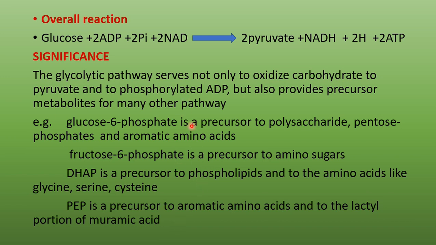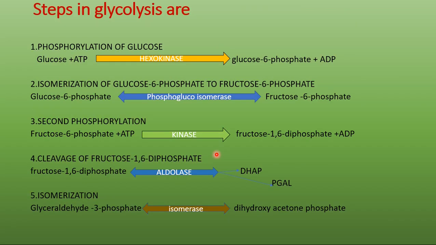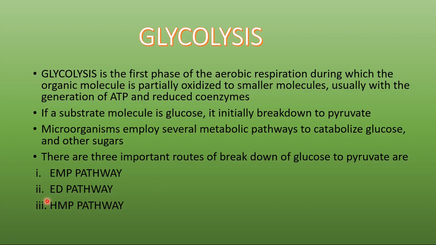So whatever metabolites are present in glycolysis are all going to have some importance in different pathways or in different syntheses. So these are all the significances of our glycolytic pathway. So this is how we finish the first type of breakdown of the glucose molecule, that is the EMP pathway. Then we will move to the second type, the ED pathway, in the next part.